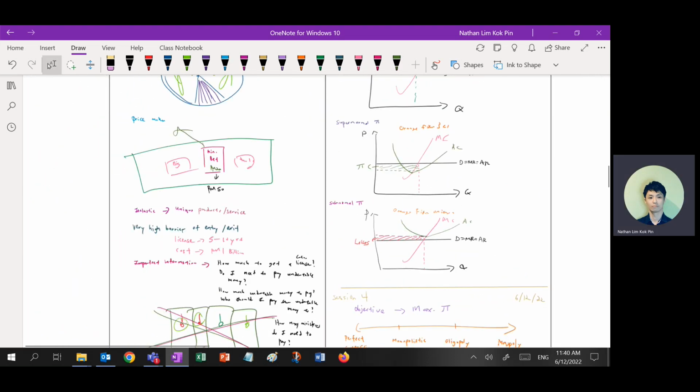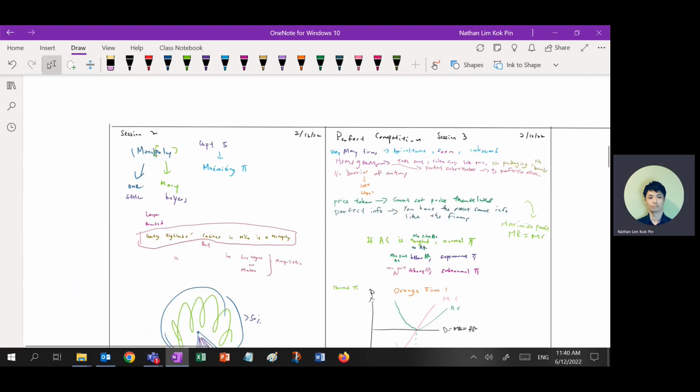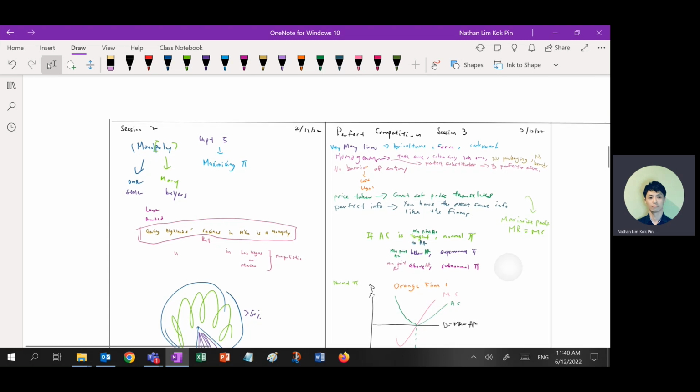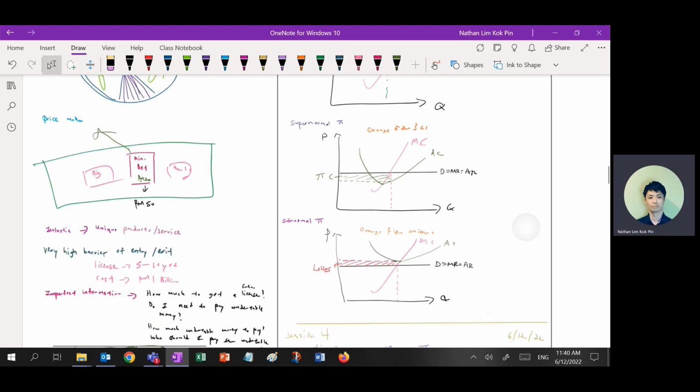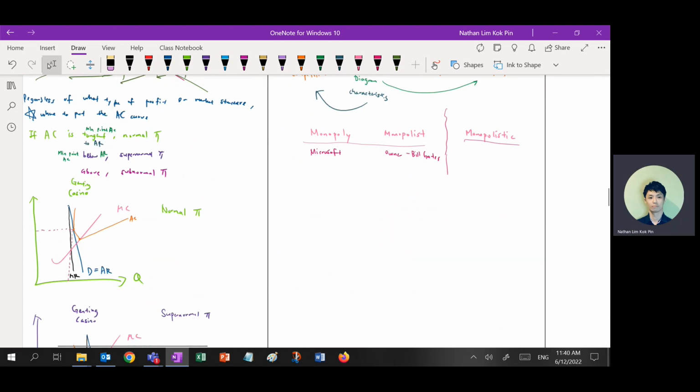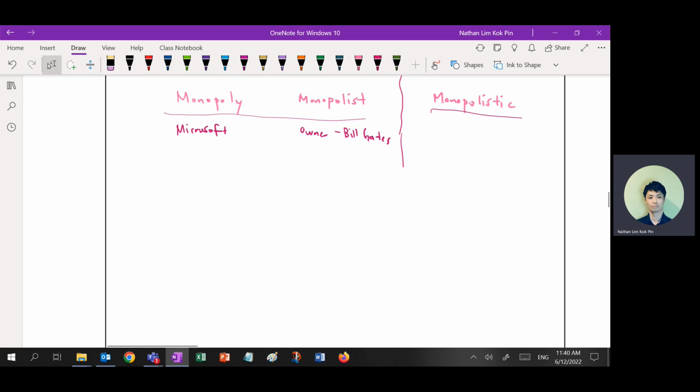Now, previously I covered how to draw. If you watch my recording, I already covered how to draw monopoly and how to draw perfect competition. So in your session, I cover how to draw monopolistic. Okay, we start with monopolistic. If you still don't understand, then after the break you can ask me. Monopolistic must fulfill the 5 characteristics.